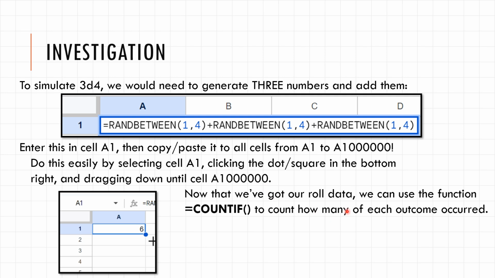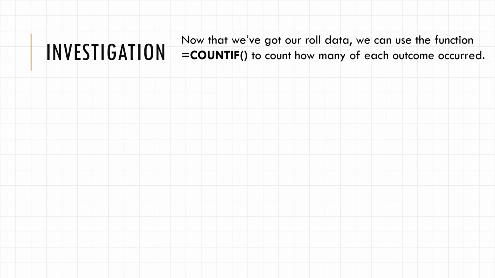And now we can use another function that I'm going to teach you called COUNTIF. That will count all of the outcomes, and it'll count how many of each outcome occurred. And I'm going to show you how to do that. This formula will help us avoid having to make a frequency table, because now that we have 1 million rolls, do you want to be the guy that goes through all 1 million rolls and counts how many 3s there are, how many 4s there are? Like, no. We're going to use the computer to do this for us.